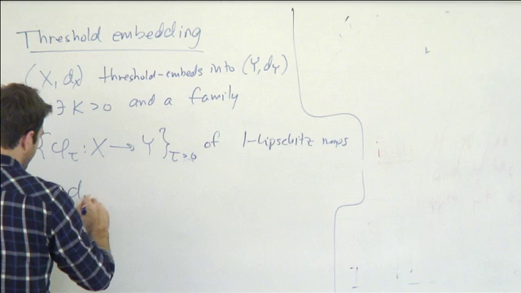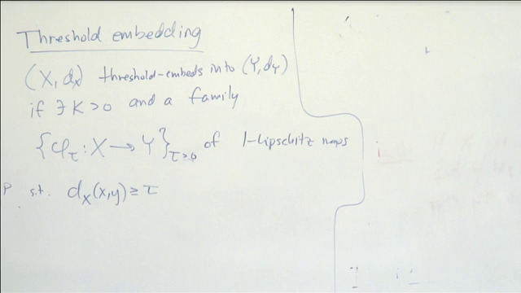If the distance between x and y in X is at least tau, well, if I had a single bi-Lipschitz map and the distance was at least tau, then the distance in the image would be at least tau divided by some constant, or times some constant. But here, only one of these maps is required to notice this.